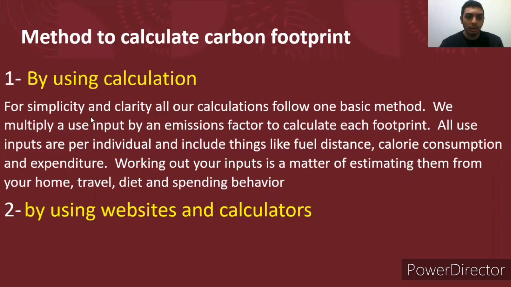Firstly, by using calculation. For simplicity and clarity, all our calculations follow one basic method. We multiply user input by an emission factor to calculate each footprint. All user inputs are per individual and include things like fuel, distance, calorie consumption, and expenditure. Working out your inputs is a matter of estimating them from your home, travel, diet, and spending behavior. Secondly, by using websites and calculators.